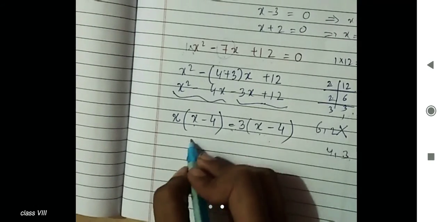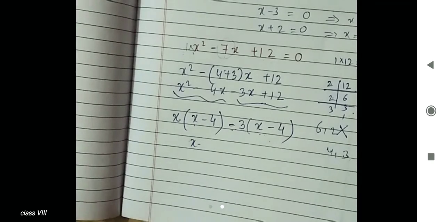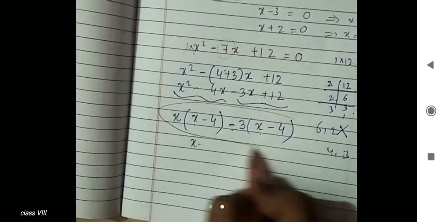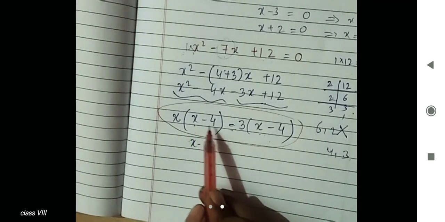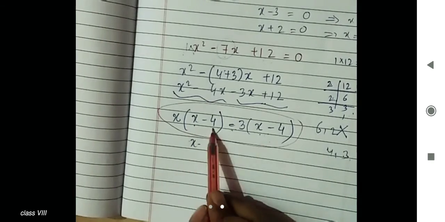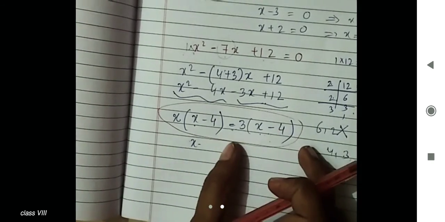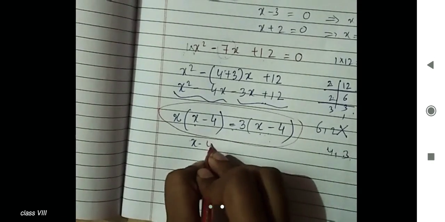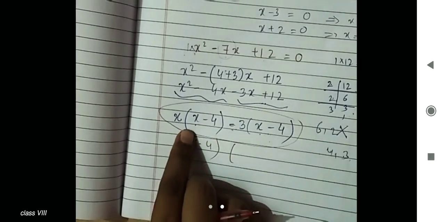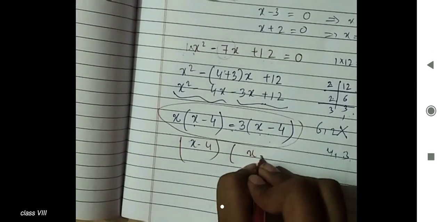Again, if I'm looking at this whole expression, I am able to see that x minus 4 is common in both the terms. So I will take out x minus 4 common. Then here what will be left? Only x. And here what will be left? Only minus 3, equals 0.